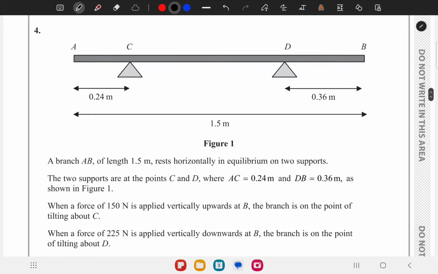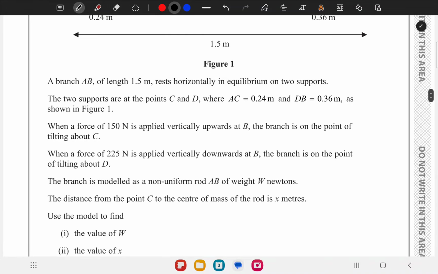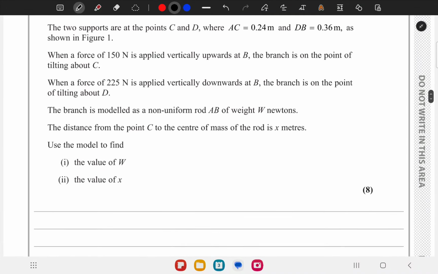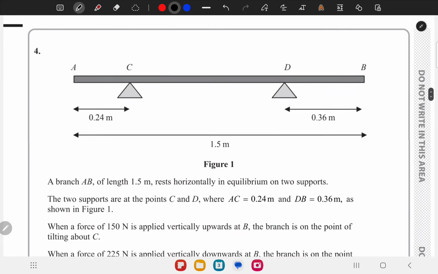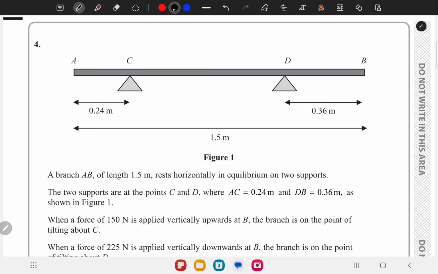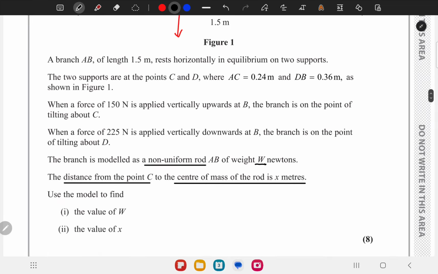Now question 4 is about moments. We are given this diagram over here. We are told that this branch is a non-uniform rod with weight W, and that the distance from the point C to the center of mass is x meters. So if the center of mass is somewhere over here, this distance is equal to x. We have to find the value of W, the weight of the rod, and the value of x, the distance.